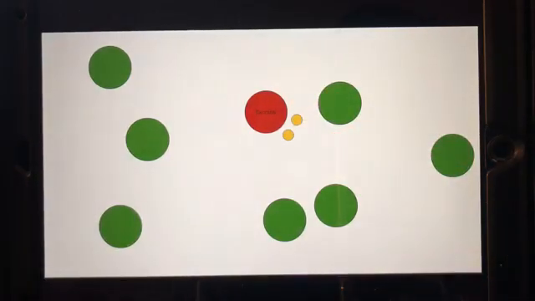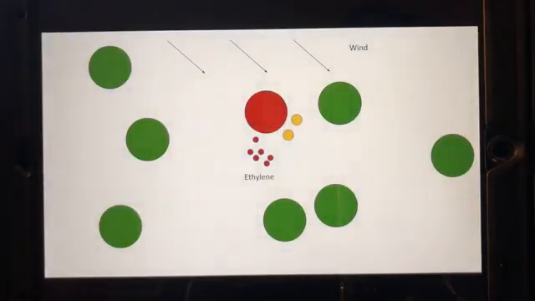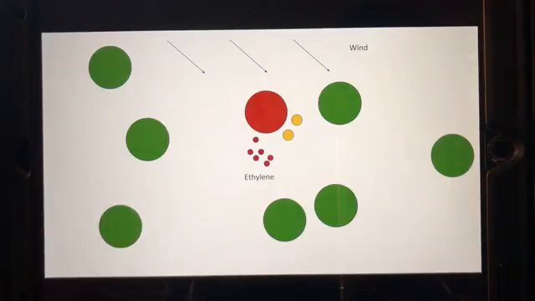But that's not the only thing that happens. There's something else that happens inside that one tree. And that is that the tree releases a chemical called ethylene, which leaves the tree in the form of a gas. And it will travel where the wind blows it.